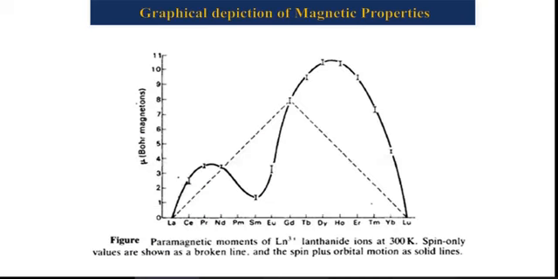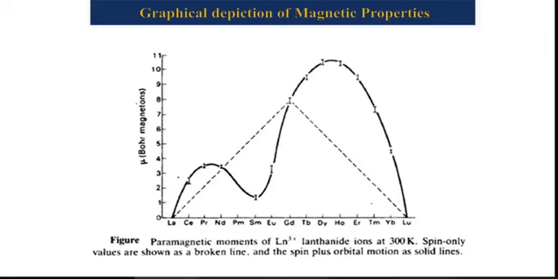Now see, this is the graphical depiction of the magnetic property. This dotted line belongs to the spin contribution, and the solid line belongs to the experimental values, which are basically achieved by the spin as well as orbital contributions. Now if you look at this dotted line, you will see that the magnetic moment increases linearly and then starts decreasing. Why? Because the number of unpaired electrons is going to decrease.